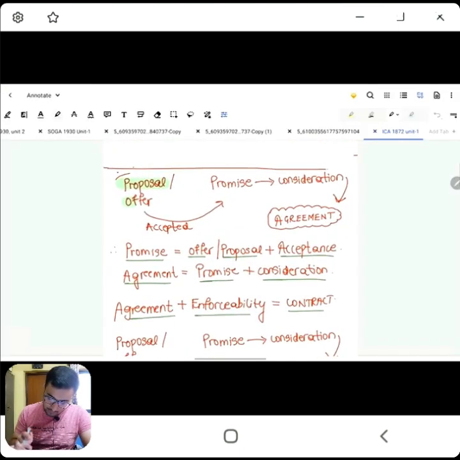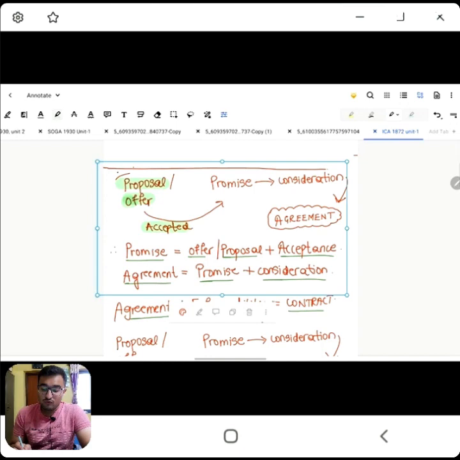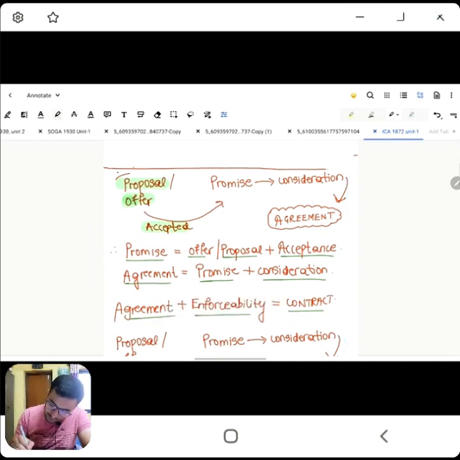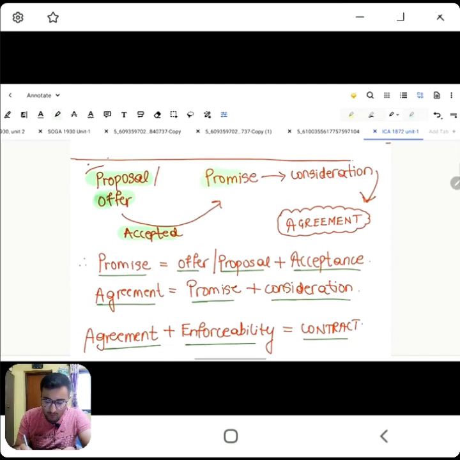You make a proposal or an offer. If your proposal is accepted, well and good, you move ahead. If your proposal is rejected, you move to the next person. If your proposal is accepted, there is a promise. There are two promises. You have promised to do something, the other person has promised to do something. When there are these reciprocal promises from one person to the other, we call this consideration.